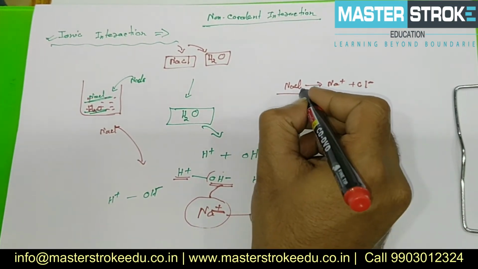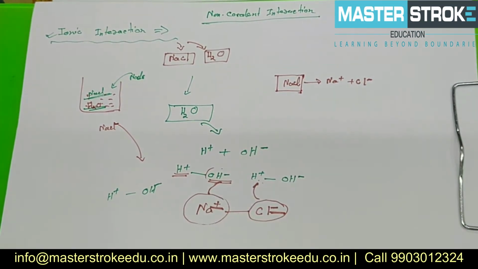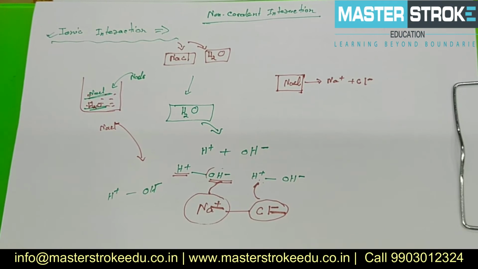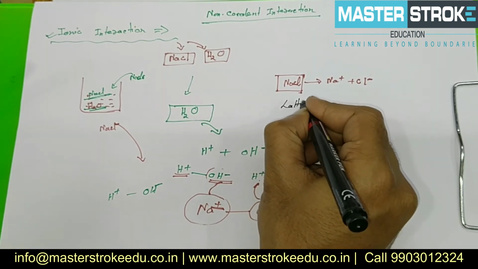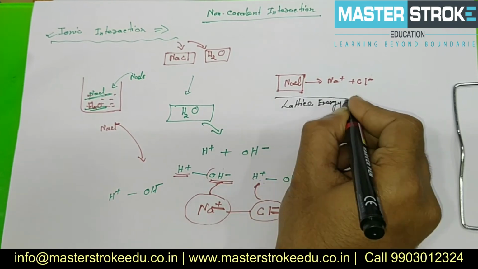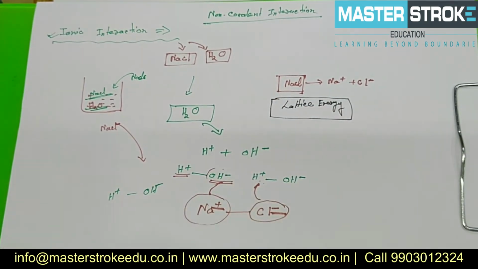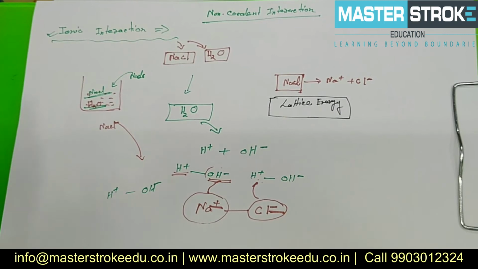Now the important thing: in a crystalline or solid form, why does sodium chloride not split into Na plus and Cl minus? That is because of the lattice energy. It is a very important term, lattice energy. This energy is responsible for keeping them closer and helps them not to split into ionized form.